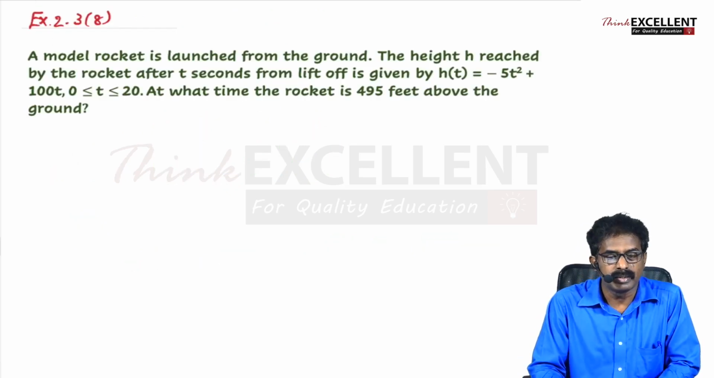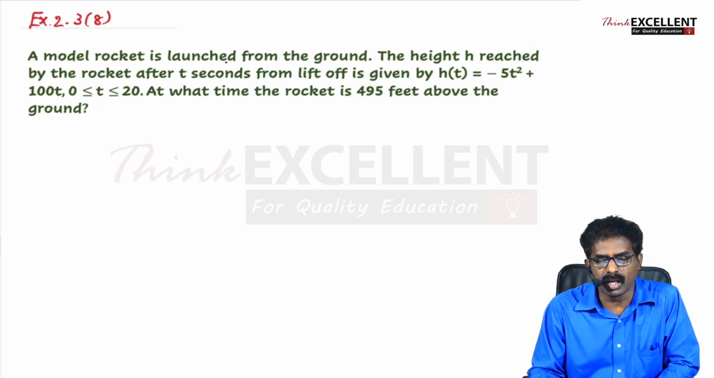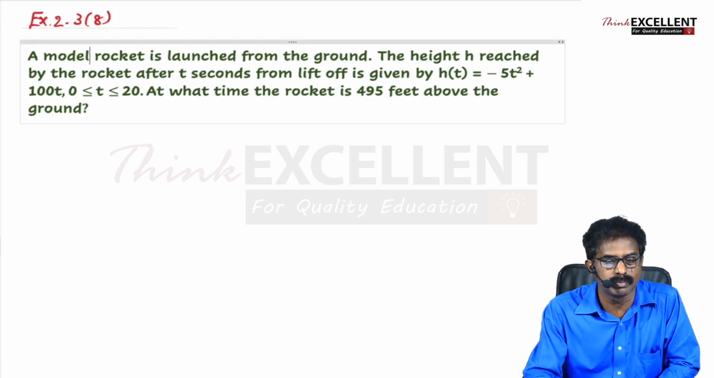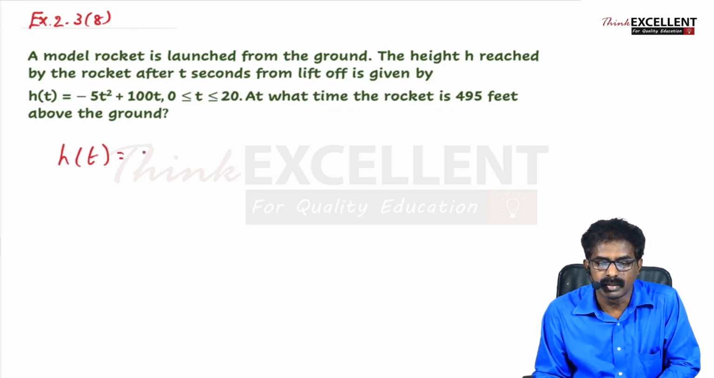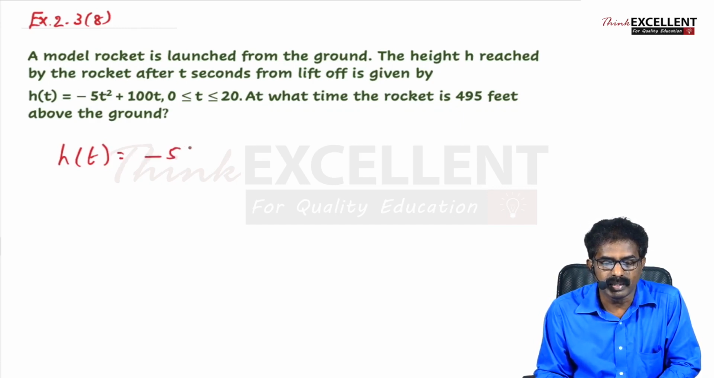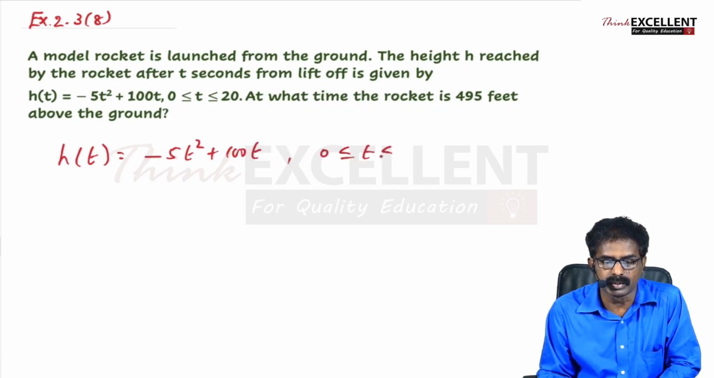Okay, now sum number 8. A model rocket is launched from the ground. The height h reached by the rocket after t seconds from liftoff is given by one equation. We rewrite that: h of t, that is the height reached in t seconds, is given by minus 5t square plus 100t, with 0 less than or equal to t less than or equal to 20.